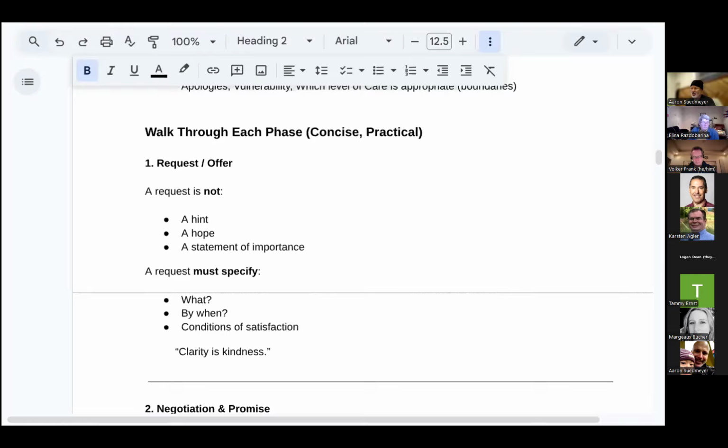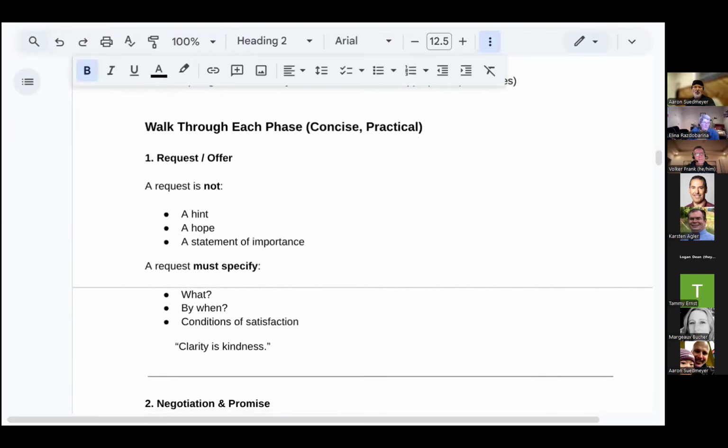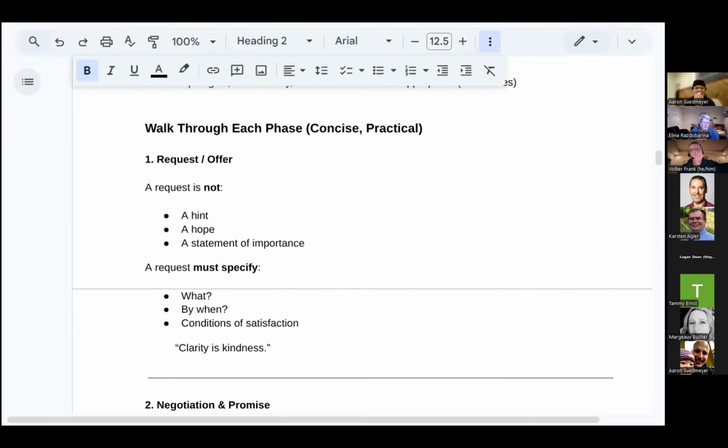Great. Yeah. So I'm displaying it right now. Let's see. A request is not a hint, a hope, or a statement of importance. A request must specify what, by when, and conditions of satisfaction. Clarity is kindness.